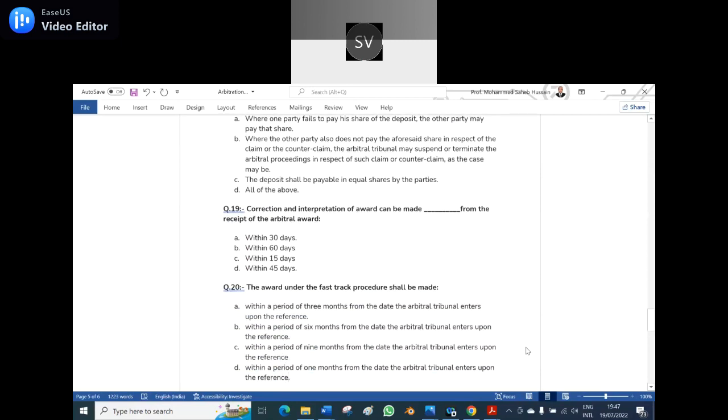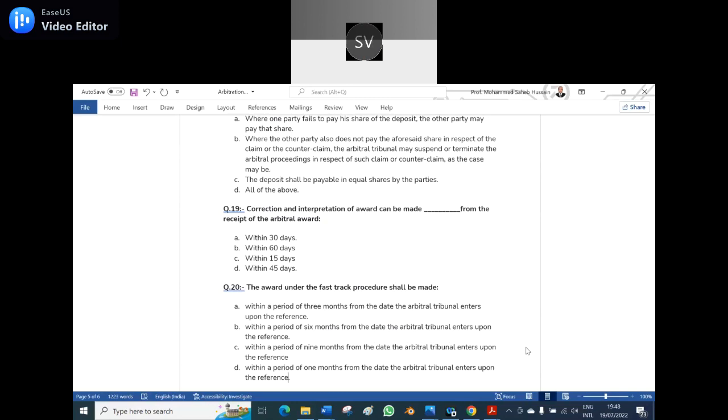And the 19th question, correction and interpretation of award can be made dash from the receipt of the arbitral award. Option A within 30 days, option B within 60 days, option C within 15 days, option D within 45 days. Within 30 days, option A. Yes, I think it is repeated. It was related to appeal actually. Now it is correction. Yes. The previous was related to appeal. Okay. The last question, 28.